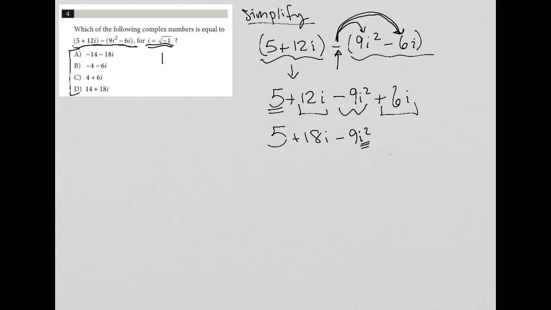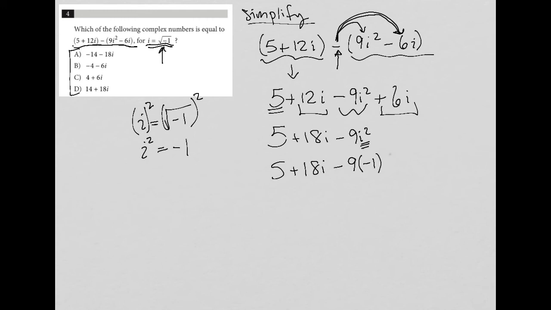And then that's where this will come in. If I know that i is equal to the square root of -1, then what is i squared? Basically, it is what I get by squaring both sides of this equation. So i squared is the square root of -1 times the square root of -1, which is just equal to -1. So this 9i squared becomes, right, so 5 plus 18i minus, I'm going to write it this way, 9 parentheses -1. So I replaced the i squared with -1.